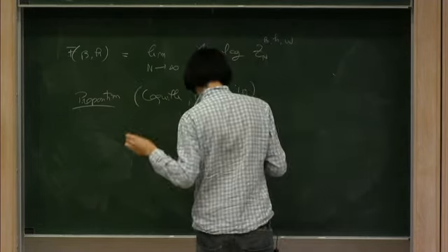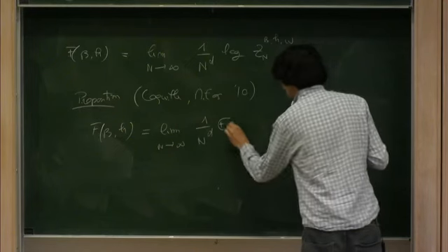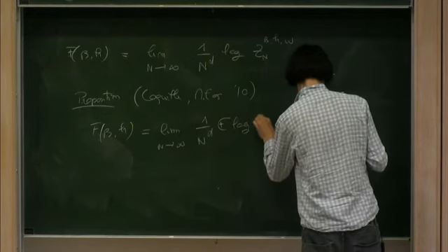The limit exists and does not depend on omega, and you can also rewrite it as the limit of the expected value of the same thing.